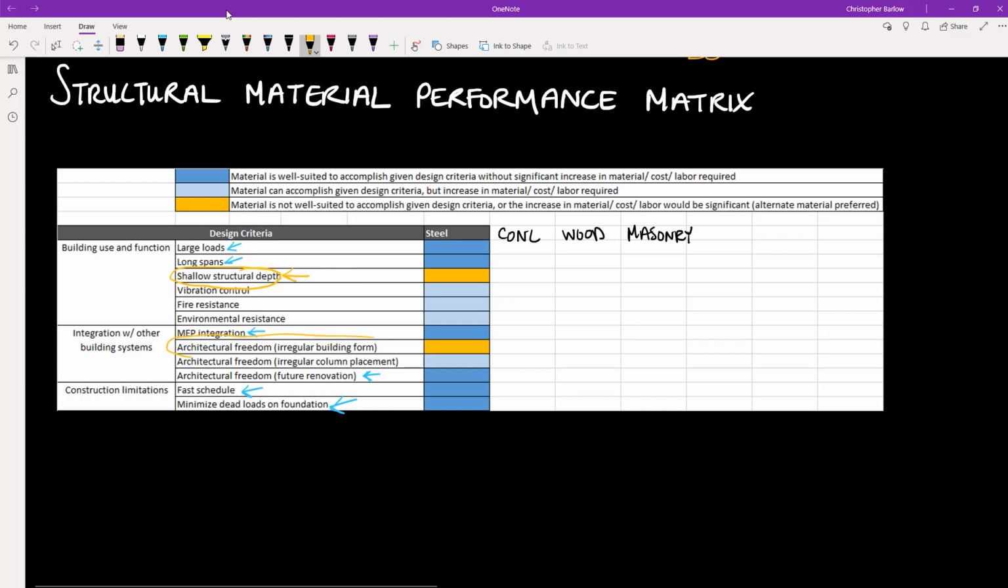Similarly with irregular building form, as we discussed earlier. Steel can accommodate some irregularities to the building form. However, there is a material that is much more suitable for accomplishing that criteria. And we will be talking about that specific material next week. But for now, that concludes our discussion on structural steel, our first structural material.